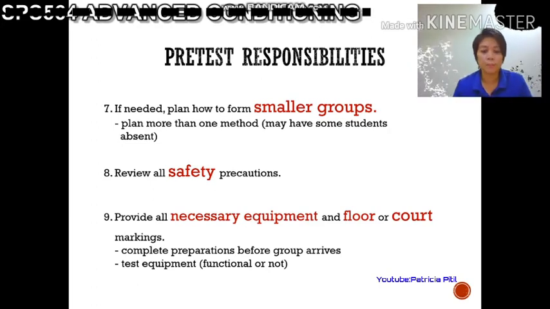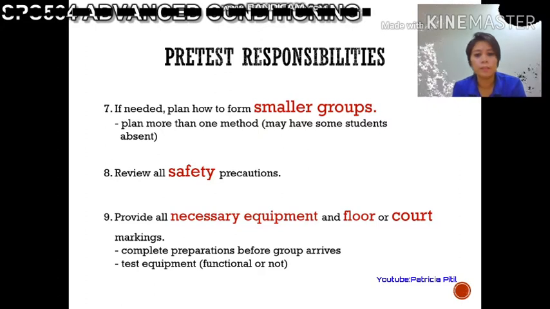And all safety precautions, you make sure warming up, water, slippery, sport shoes, everything. You have to know what bad things could happen if you do not take good care. So testing also has higher risk for injury, of course. And then number 9, provide all necessary equipment and floor or court marking, cones, markers, whistle, and then everything. You have to be very well prepared.